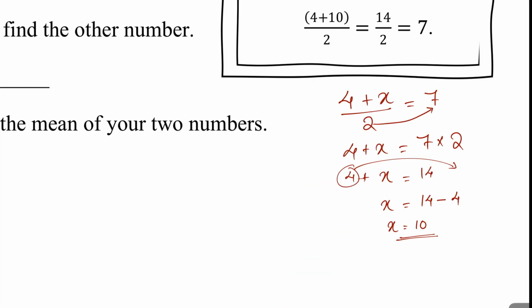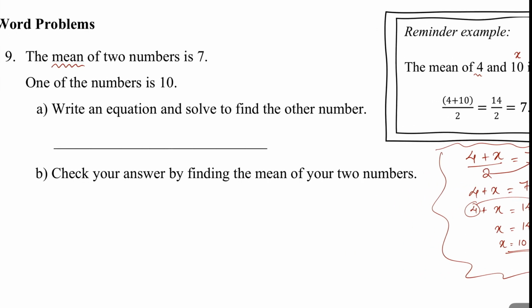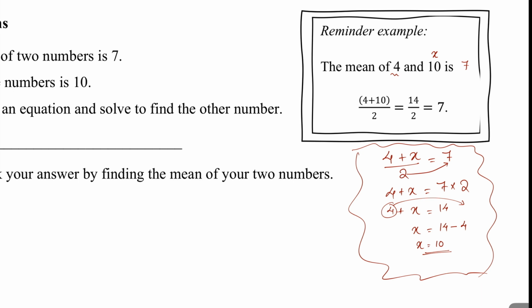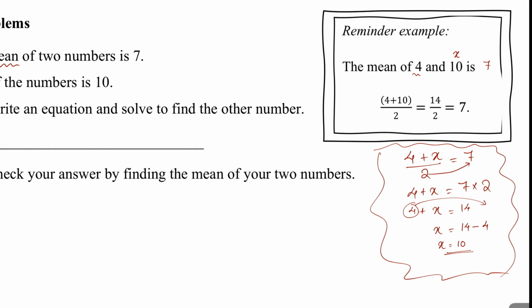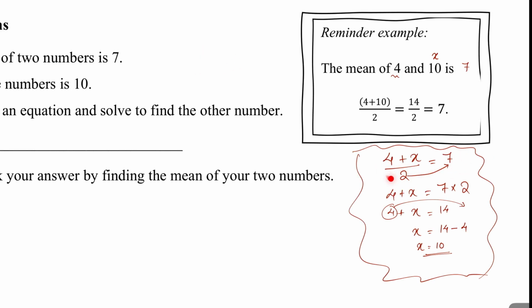So this is going to be an example for you to solve the word problem. You have to write an equation and solve to find the other number. You can write an equation like this. One number is given, and the mean is given. So put your values in this equation of mean, and rearrange it.